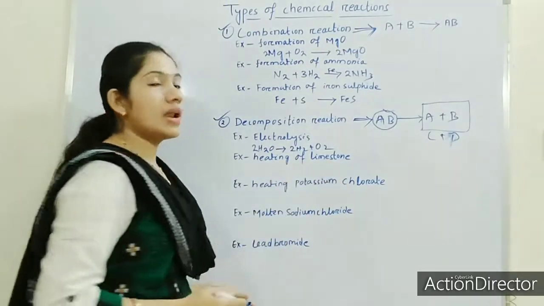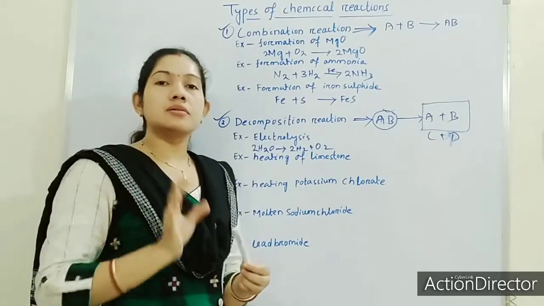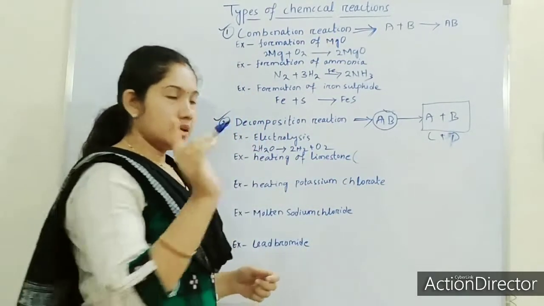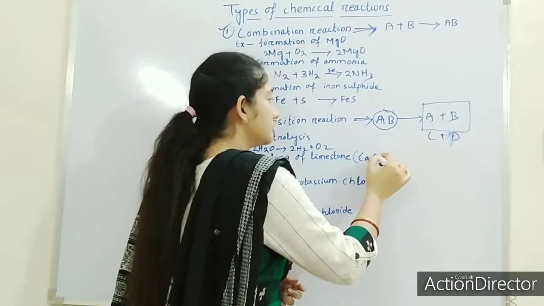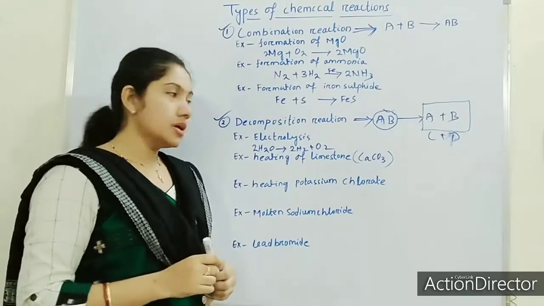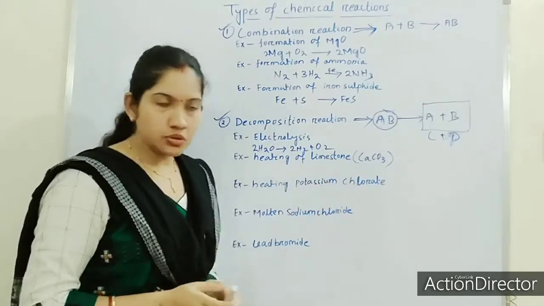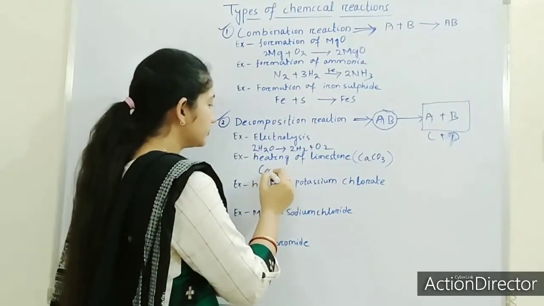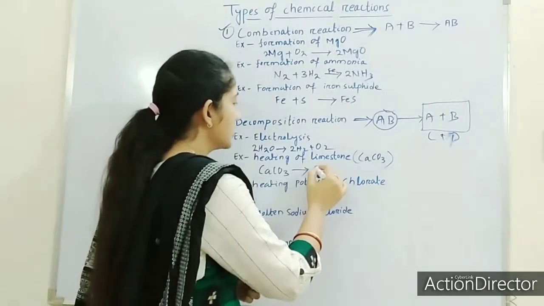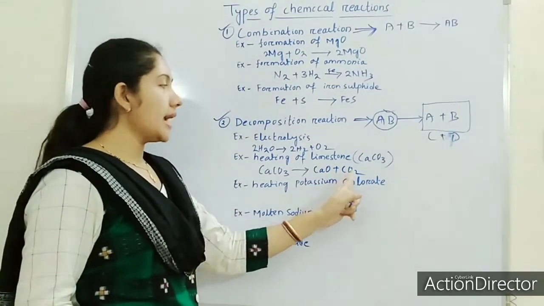Next, heating of limestone. If you have remembered what limestone is, the chemical formula of limestone, what do you write on your own? Calcium carbonate. CaCO3 is the formula for limestone. So here we can write the equation for the decomposition reaction of limestone. When CaCO3 undergoes decomposition, what may it form? CaO plus CO2, calcium oxide and carbon dioxide.